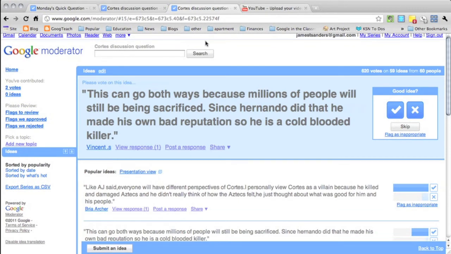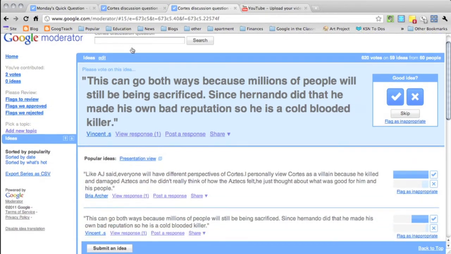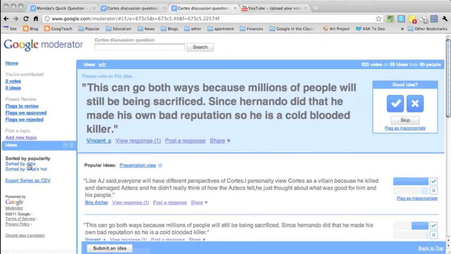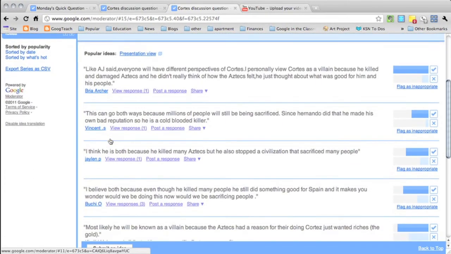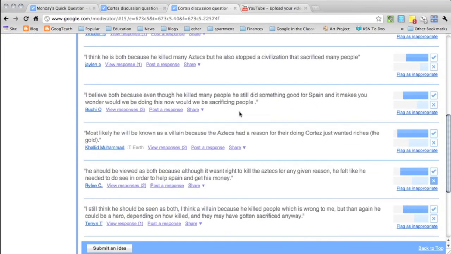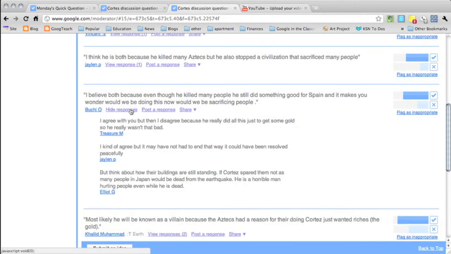Here, you can see that all the ideas show up and they're ranked right now based on popularity. You can sort them by date or by what's hot, meaning what's gotten positive votes most recently. If you go down, you can see all the student ideas. This one had 16 likes and 3 people who did not like it. And here's where you see the responses. This student wrote in their opinion, and then 3 of their teammates went in and actually responded to it, agreeing or disagreeing with what they had written.